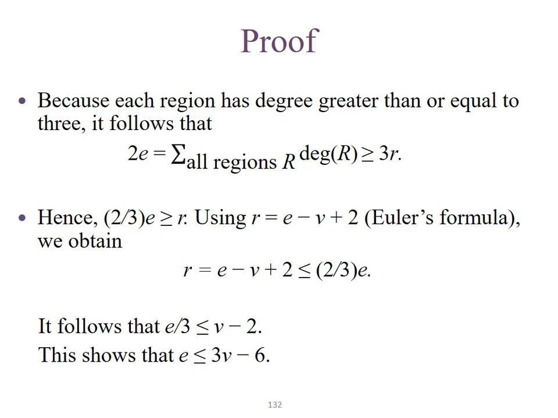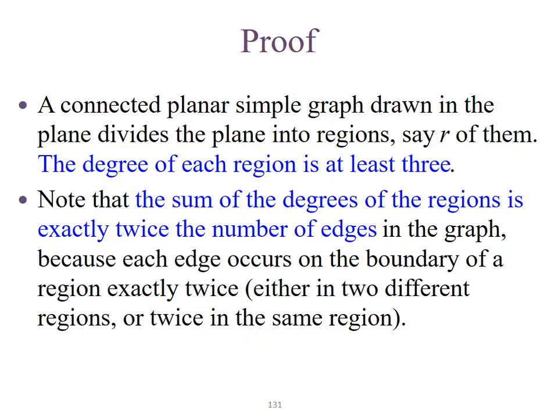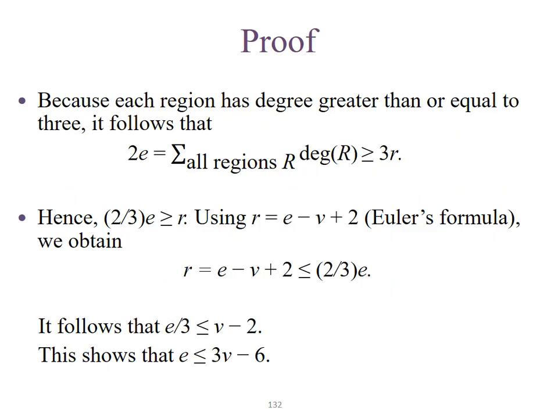All right, let's see the proof of the corollary. Why do we have such an inequality? E is at most 3V minus 6. If we calculate the summation over all regions of the degree of the regions, 3 plus 7 plus 6, that will be the sum of the degrees of the regions. And we already know it equals 2 times E, very close to the handshake theorem.